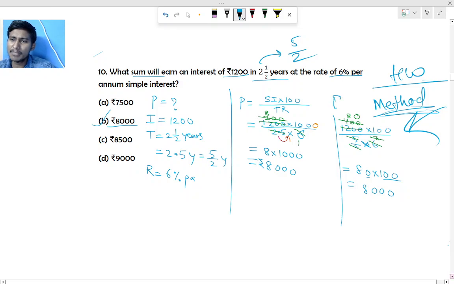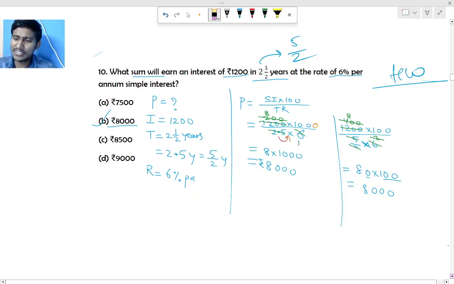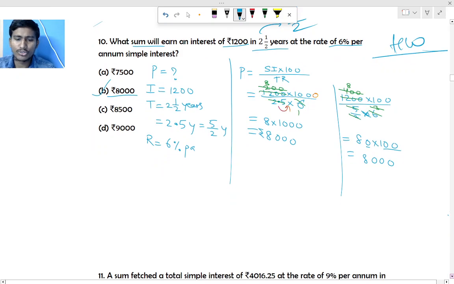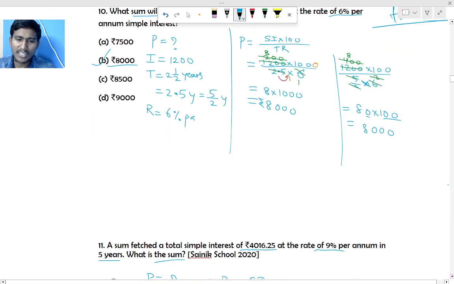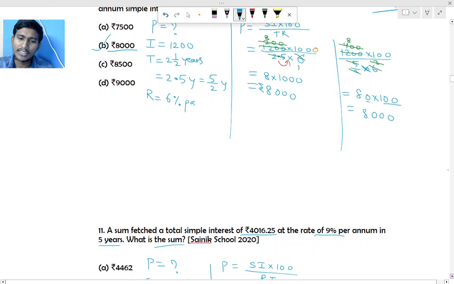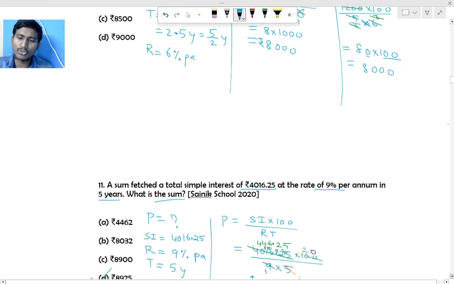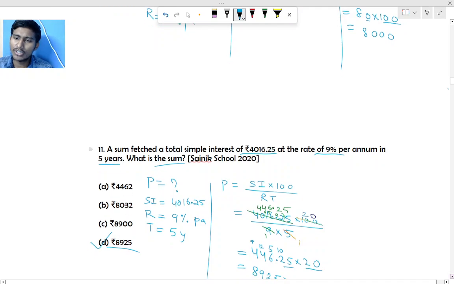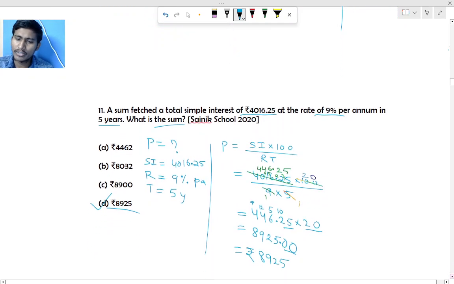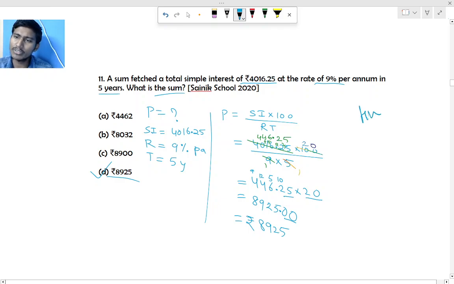So principal here, principal is what? Simple interest into 100 divided by TR. So do this method, you will get the answer easily. Got it? This will be also homework. Next, if you go to the 11th question, a sum fetched interest, what is the sum? Same question, principal they are asking for in the 11th question also. So this will be homework for you. The answer is option D. Do it as homework.